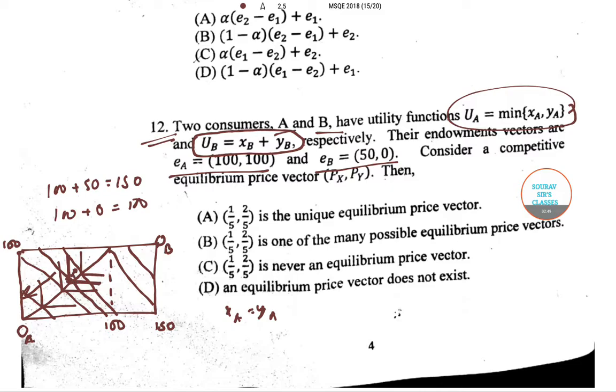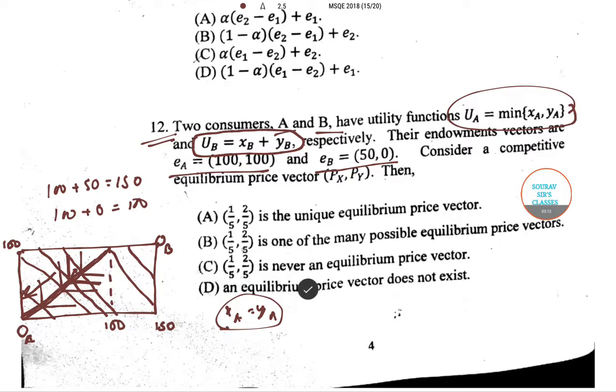Henceforth, this is a Pareto optimal allocation. Thus, all the points on this line are Pareto optimal allocations. Thus, this line is the contract curve. Thus, the set of Pareto optimal allocations are those that satisfy XA equal to YA.